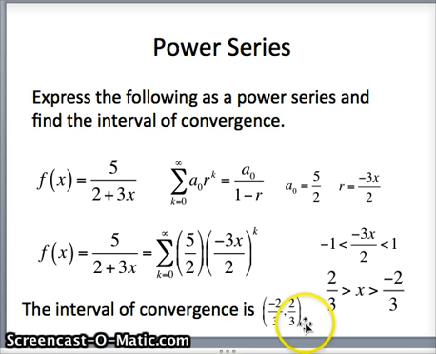Or using interval notation, the left endpoint, negative 2/3. The right endpoint, 2/3. We don't need to concern ourselves with the endpoints on a geometric series, because if r is 1 or if r is negative 1, a geometric series will not converge. And that will conclude this lesson.